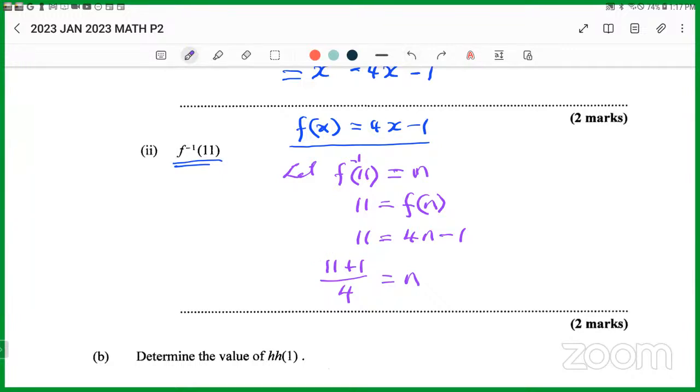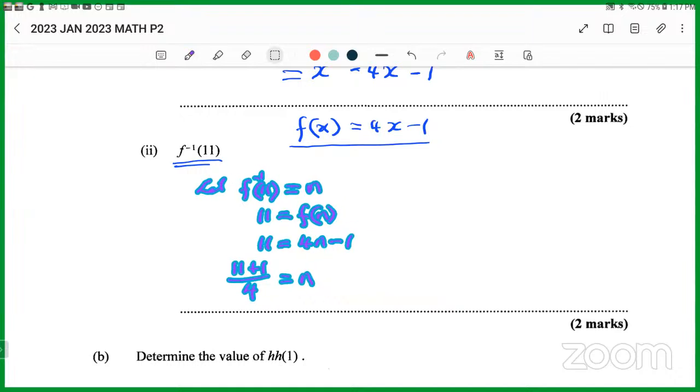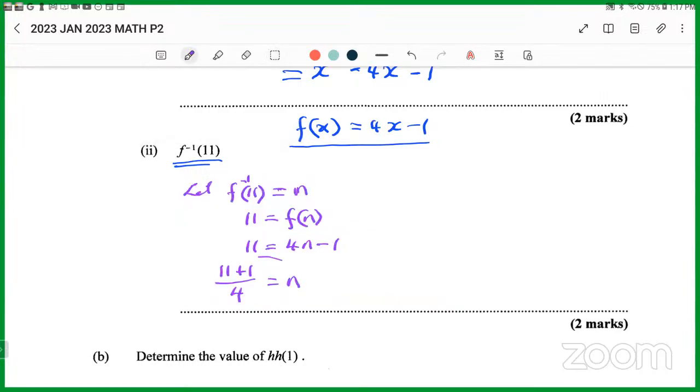Let me shift this over a bit. So this is really n equals 3. So that's it. Therefore, n is equal to 3. Remember what I said: n equals f to the minus 1 of 11. So this n is the f to the minus 1 of 11. Therefore, f to the minus 1 of 11 is equal to 3.